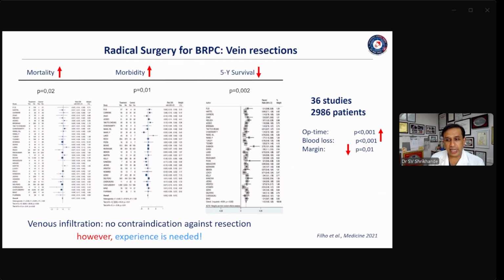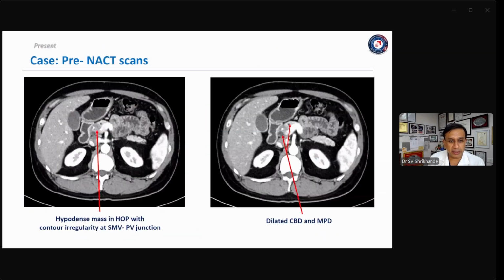Vein resections carry more operative time, they carry more blood loss, and R0 margins are difficult to achieve. But still, there is no contraindication. Clearly, if you want to keep these cases safe and have good oncologic outcomes, you require a lot of experience in pancreatic surgery. A simpler case here, but I'll tell you why I'm showing this.